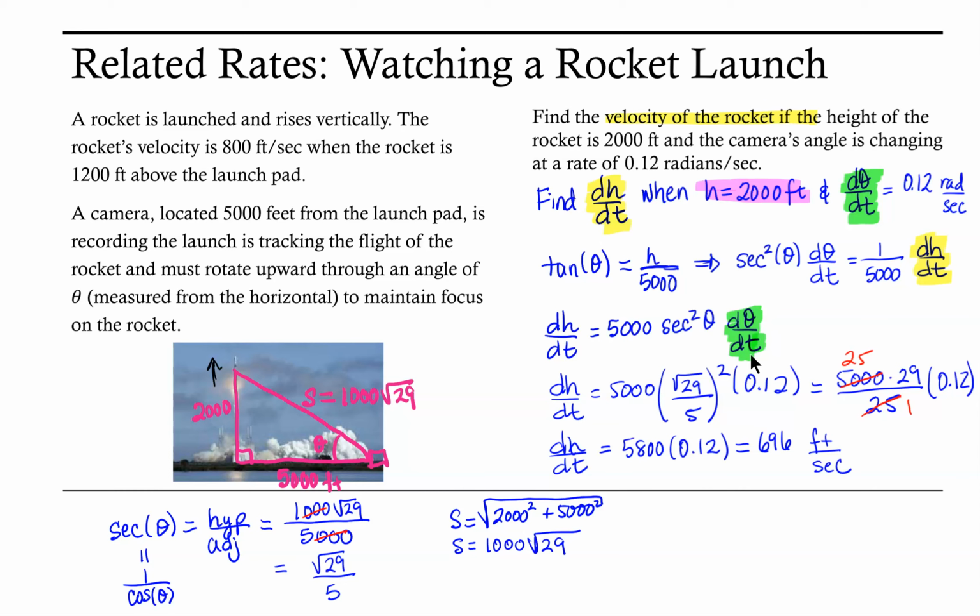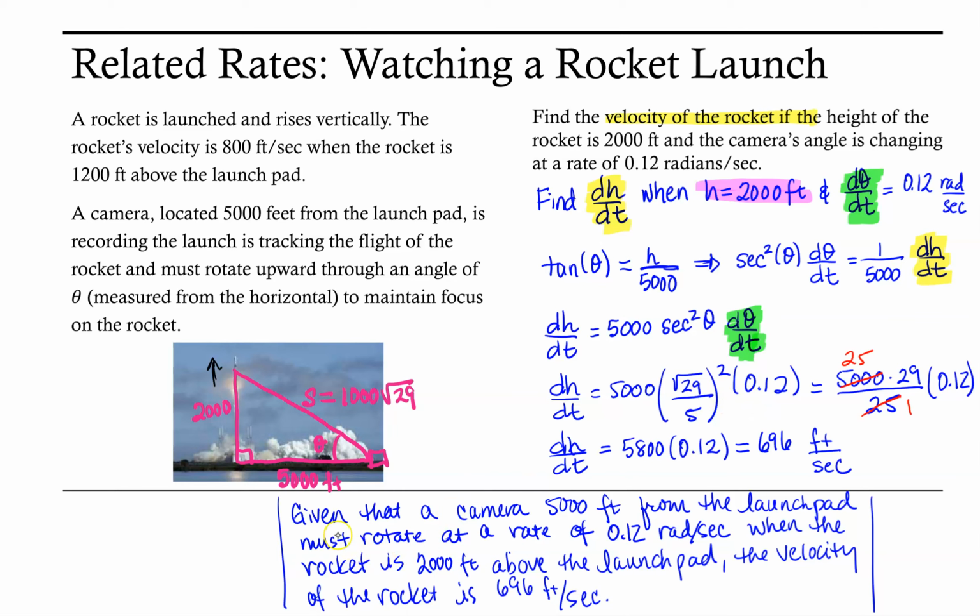So now what's left to do is to interpret our work within the context of the problem. And so as we interpret our results, what we can say is that given that a camera 5,000 feet from the launch pad must rotate at a rate of 0.12 radians per second when the rocket is 2,000 feet above the launch pad, the velocity of that rocket is 696 feet per second.